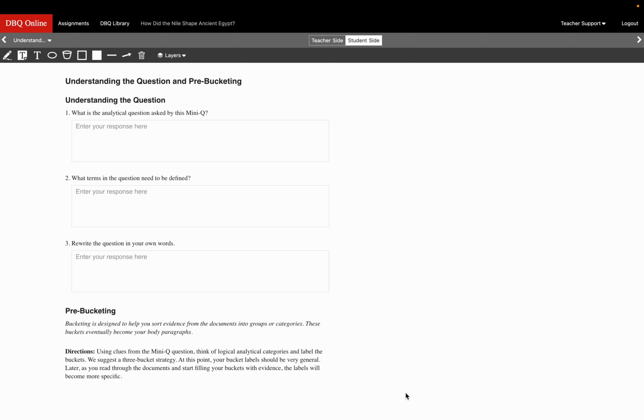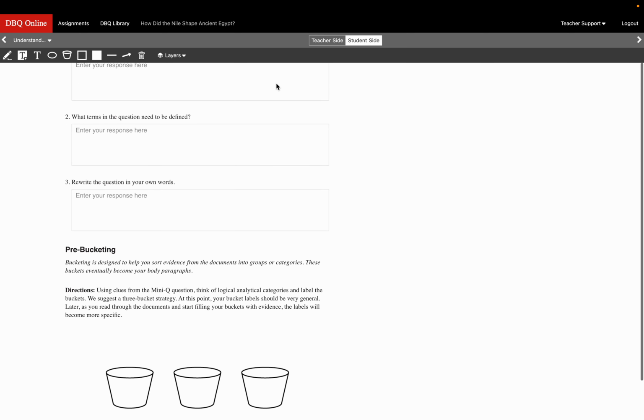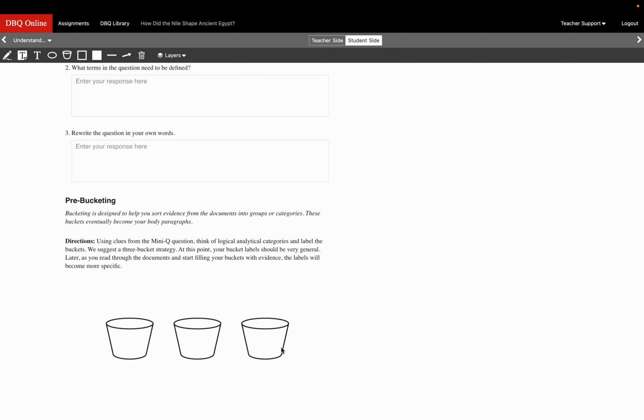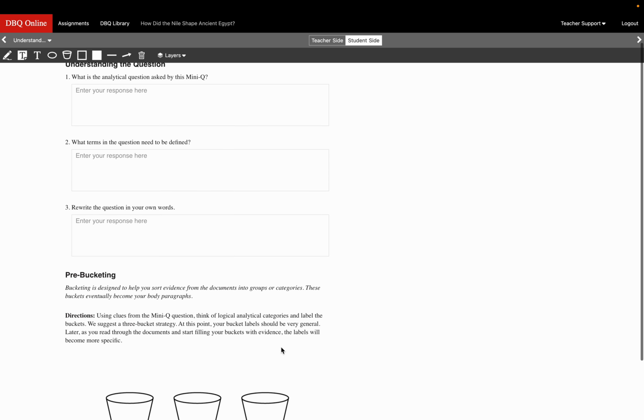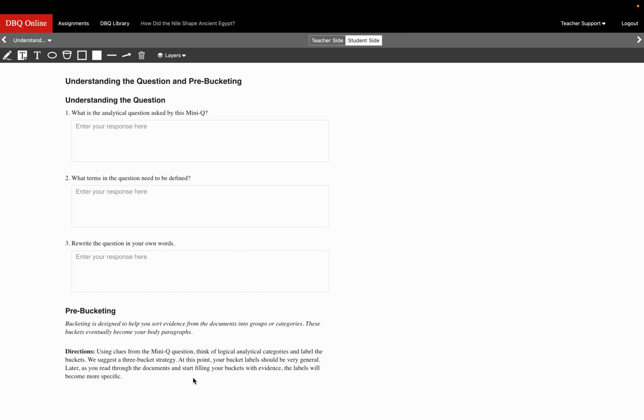The next step is understanding the question and pre-bucketing. And we're actually going to skip the pre-bucketing part, not because it's not an important part of the process, but I think it's too early to start labeling the buckets, and so we're going to ignore that part down there.